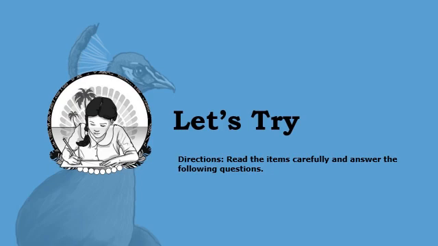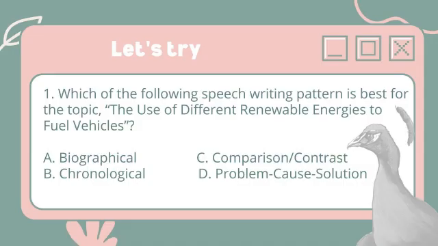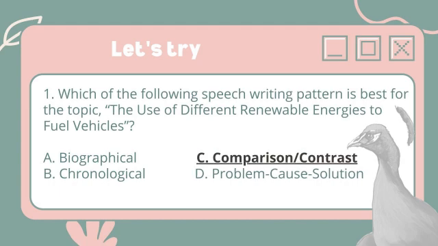Read the items carefully and answer the following questions. Number 1. Which of the following speech writing pattern is best for the topic? The use of different renewable energies to fuel vehicles. A. Biographical. B. Chronological. C. Comparison contrast. D. Problem cause solution. The answer is letter C. Comparison contrast.